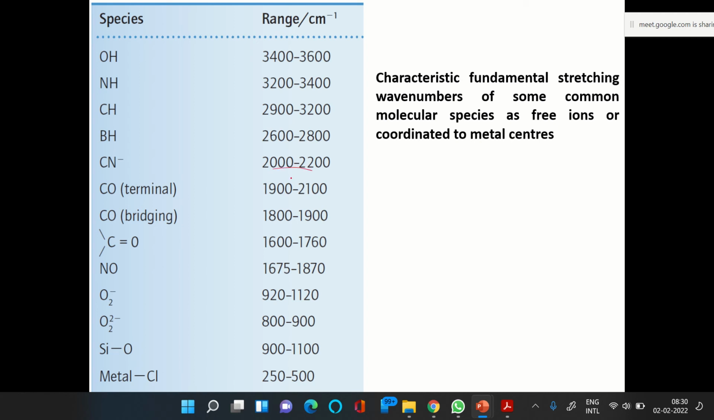BH, CN, CO. सो ये हाँ कल हमने CO का भी डिस्कस किया था पिछली क्लास में. So terminal CO and bridging CO. So on bridging you have this kind of thing. It is slightly reduced. Frequency is lowered. The bridging CO will have lower frequency as compared to terminal ones.